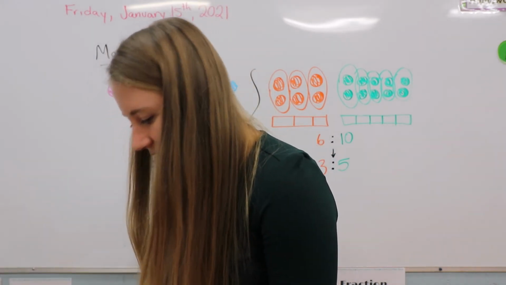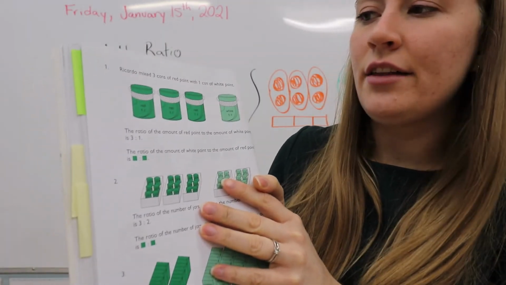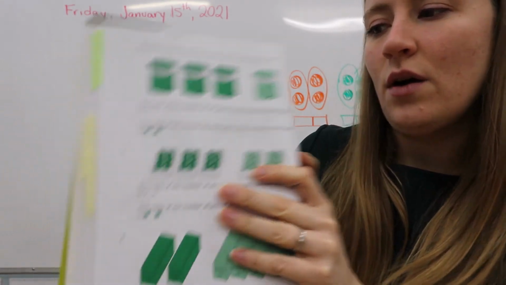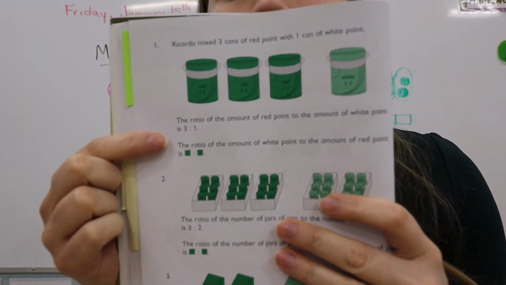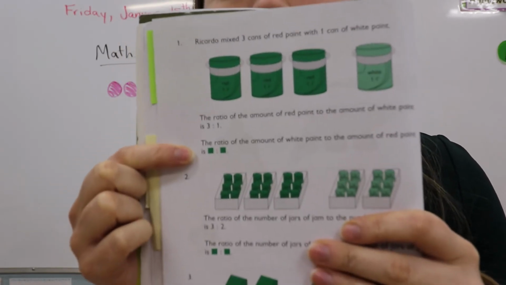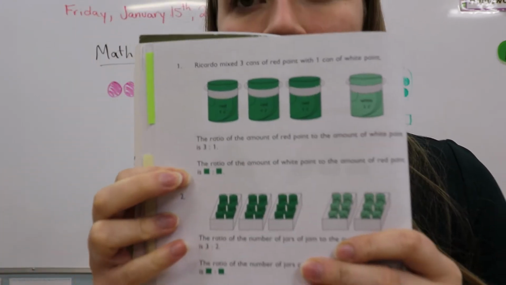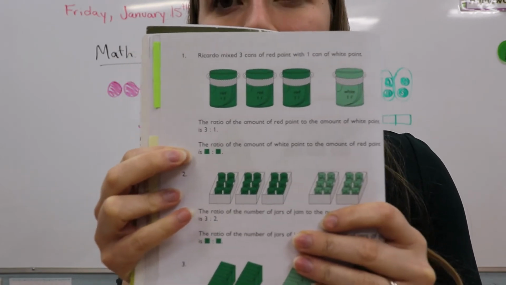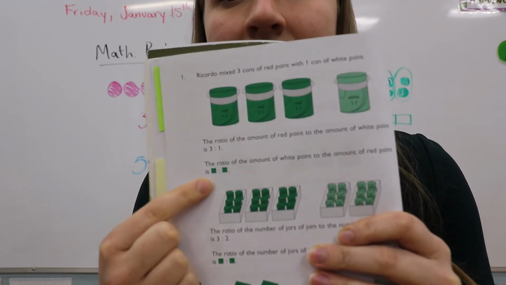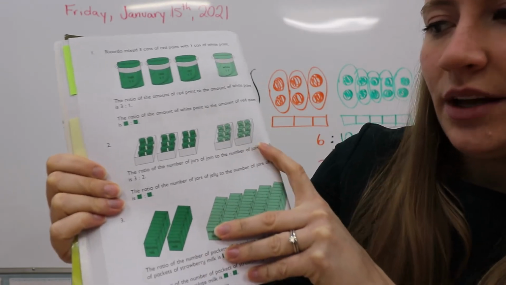On page 72, here's our first question where it's not written down for us. It says, Ricardo mixed 3 cans of red paint with 1 can of white paint. So the ratio of the amount of red paint to the amount of white paint is 3:1. But the ratio of the amount of white paint to the amount of red paint is something else. Think about, what is it? You're right. It's 1:3 because it's asking you for the white paint first and then the red paint. Okay, so again, let's look at number 2.